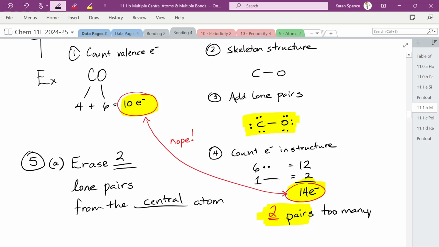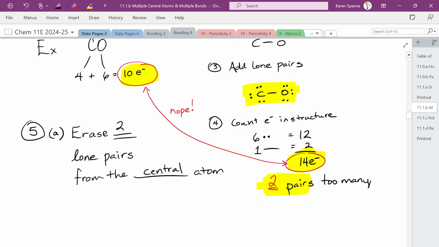Now, this is a diatomic molecule. It does not have a central atom, so it doesn't matter where you erase them from. You can erase the 2 pairs from one of them. You can erase 2 pairs from the other. You can erase 1 pair from both. You'll end up with the same structure regardless. Okay? I'm going to erase 1 from each, just because I like symmetry.